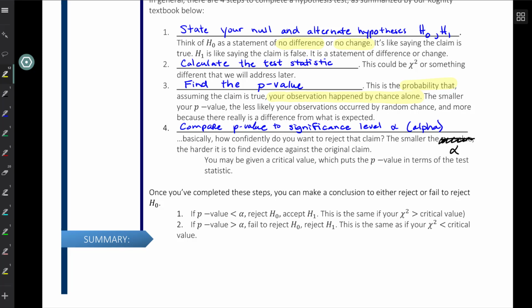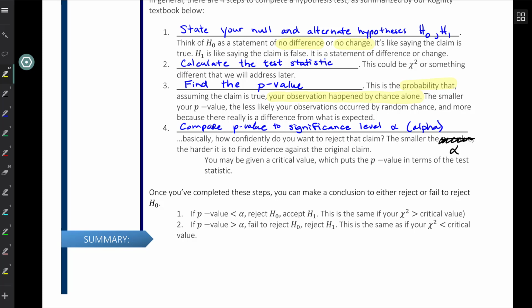Okay, so how do we make those conclusions? Well, we have two options. First of all, your p-value is less than alpha, and if that's the case, then you are going to reject the null hypothesis. This is the same thing as saying if your chi-squared is greater than your critical value. And we'll see what we mean when we take a look at these and why. We just have to look at a picture first.